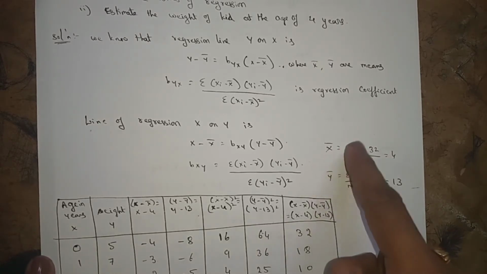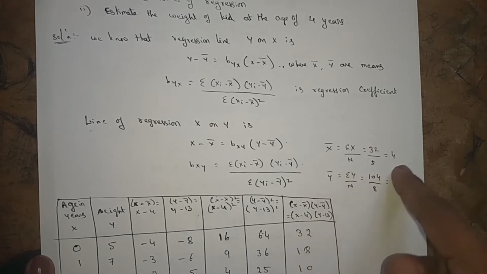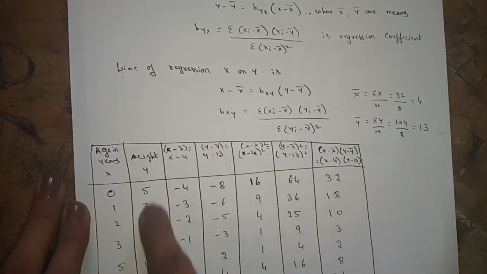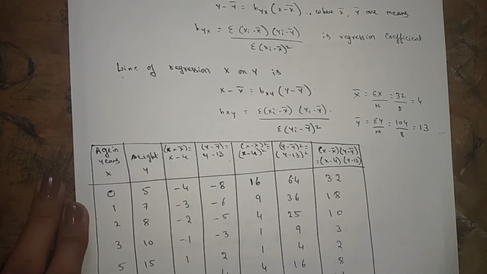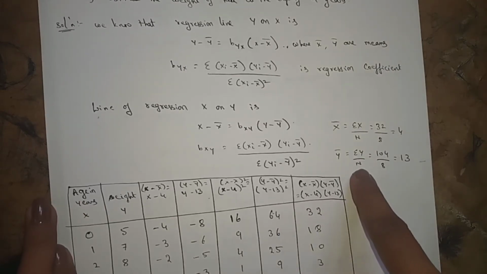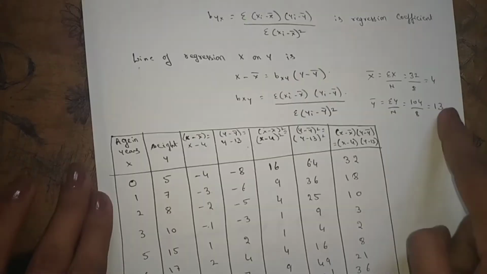So x bar is equal to sigma x by n, 32 by 8, which is equal to 4. Y bar is equal to sigma y by n, the summation of all y. Number of observations n is equal to 8. 104 by 8 is equal to 13.